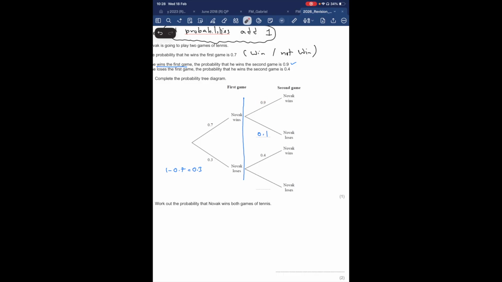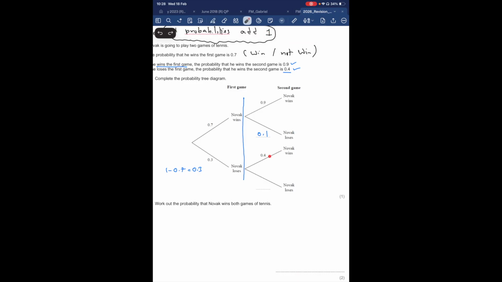To get the probabilities for the bottom branches, we go all the way back to the beginning and we say, okay, let's say that he loses the first game. We're now at this node here. This is again for day 2, for the second game that we start. We're told that the probability that he wins the second game is 0.4. So we know that this probability is 0.4.